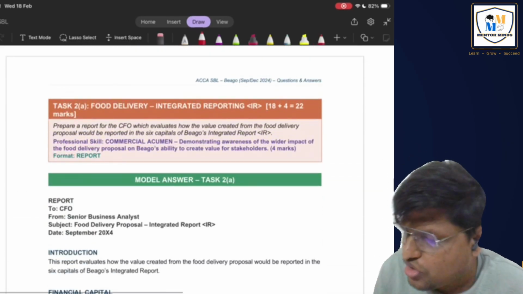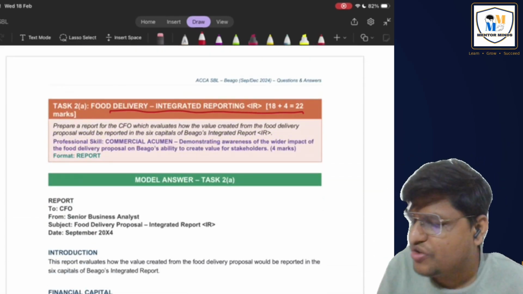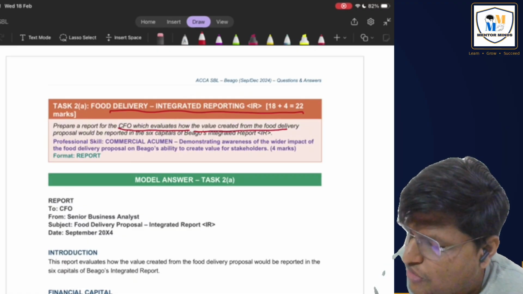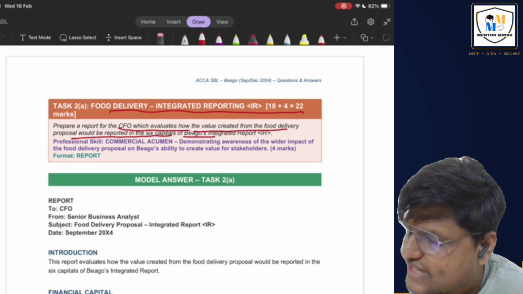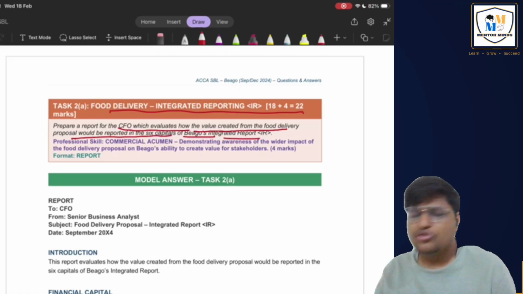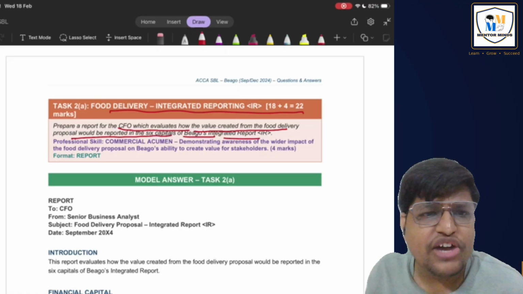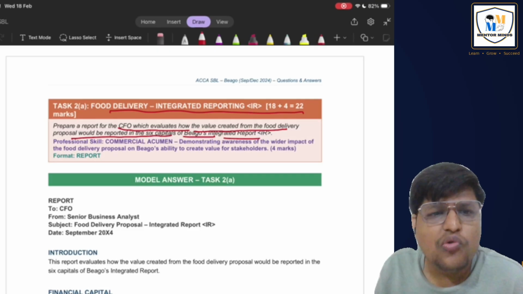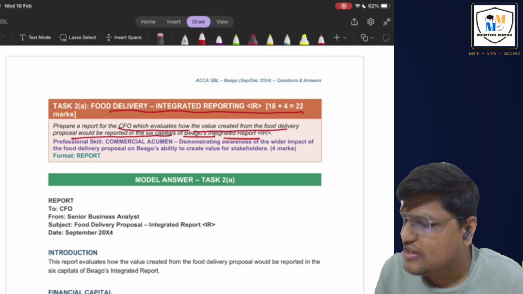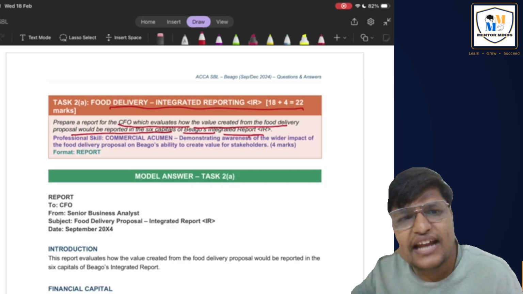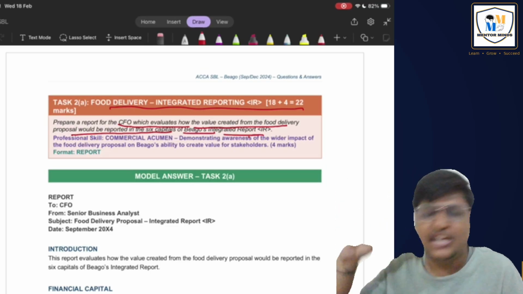So which is task 2? Task 2 is food delivery, integrated reporting. Prepare a report for the CFO which evaluates how the value created from food delivery would be reported in the six capitals of Biagio's internal integrated report. So now here what are they talking about? Maybe now they would have started what? Food delivery. Now, as they would have started food delivery, here how it is going to affect the six capitals of integrated reporting is what we need to write. We don't need to exactly write just the headings, we need to relate it with the answers.